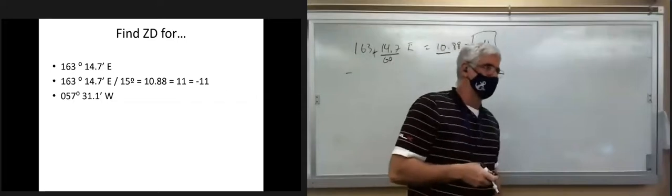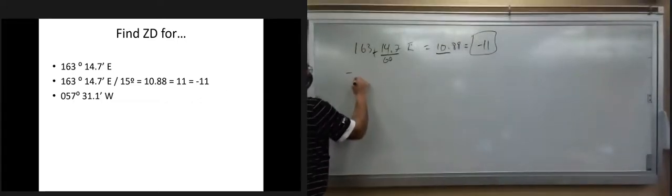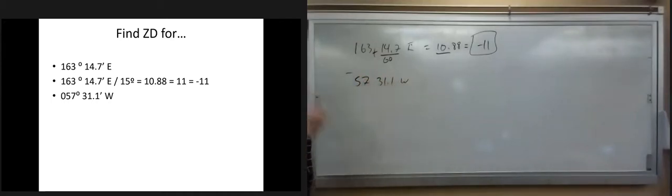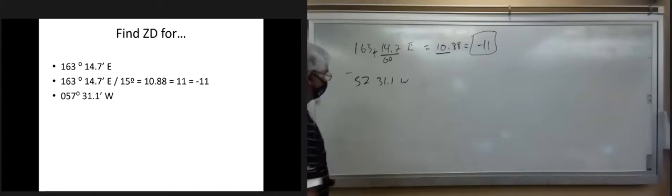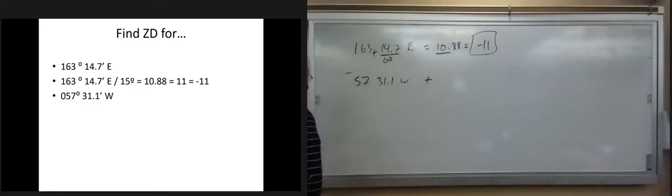Sam, welcome back. Thanks for volunteering. Sam, 5731.1 west. Okay, Sam, you put your calculator down. What's the sign going to be for this? Plus or minus? Plus. Okay, it's going to be plus. We know that's going to be plus. Now, how would you do it mathematically?